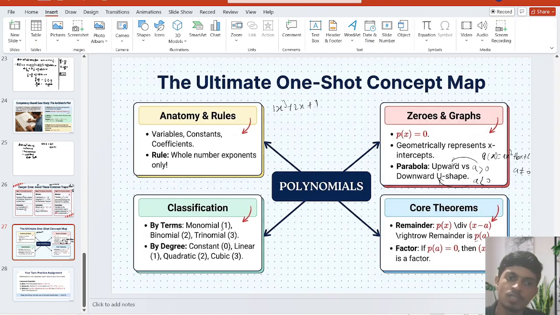By terms: if the number of terms is 1, then monomial. If the terms are 2, then binomial, and if the terms are 3, then trinomial. By degree: if the degree is 0, then constant polynomial. If the degree is 1, then linear polynomial. If the degree is 2, then quadratic polynomial. If the degree is 3, then cubic polynomial. I hope you understand it.